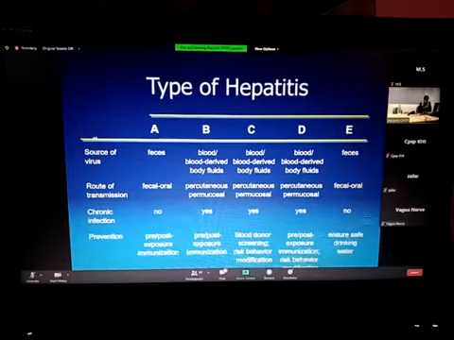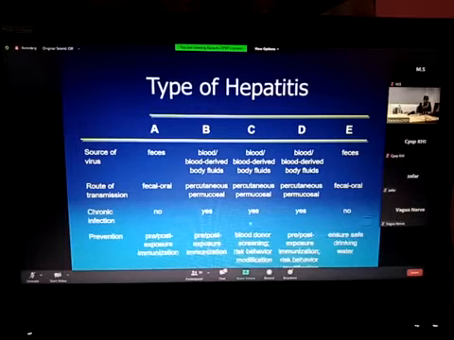What you are expected to know: what are the sources of these viruses, how they are transmitted, whether they lead to chronicity or not, and whether there is any preventive effect that is available. Here you can see for A and E, there is a lot of similarity. They are both transmitted by the fecal-oral route, and there is no chronicity, so they are acute infections.